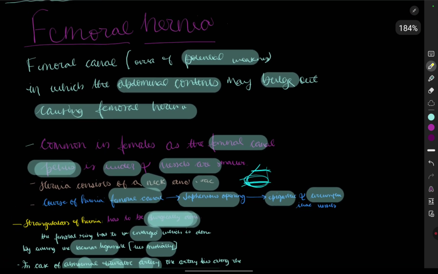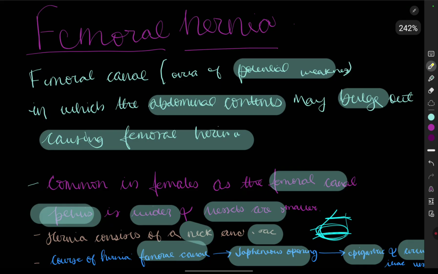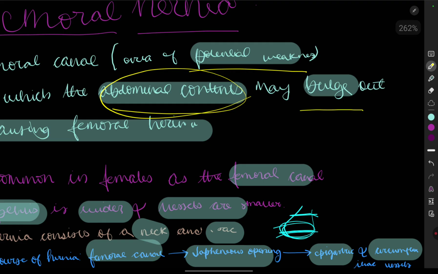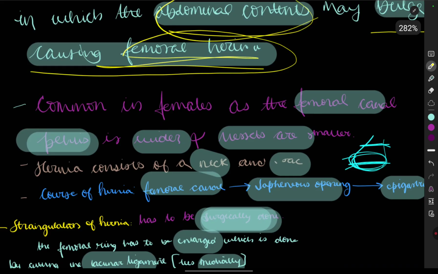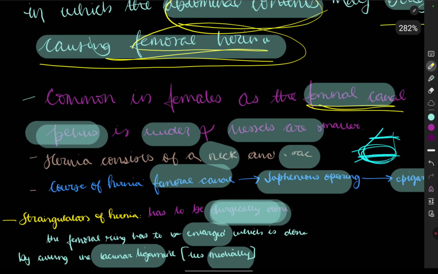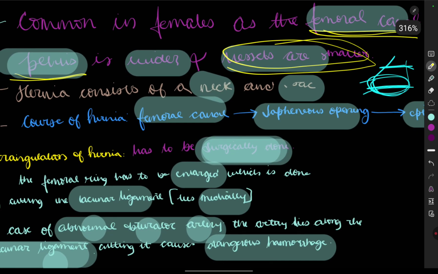Now femoral hernia is an important topic. The femoral canal is the area of potential weakness in which the abdominal contents may bulge out, causing femoral hernia. See, if the abdominal contents are bulging out in the femoral canal, then it is called the femoral hernia. It is common in females. Why is it common in females? Because in females the femoral canal and the pelvis are wider than in males and the vessels are smaller. That is the reason the femoral hernia is very common in females. See, the hernia consists of a neck and a sac.